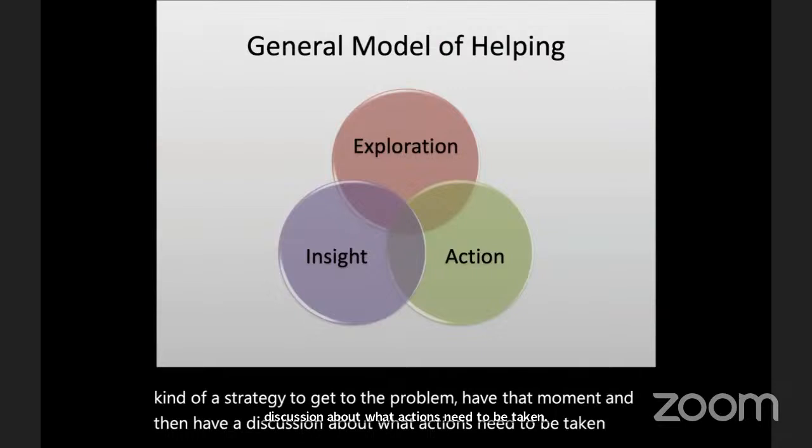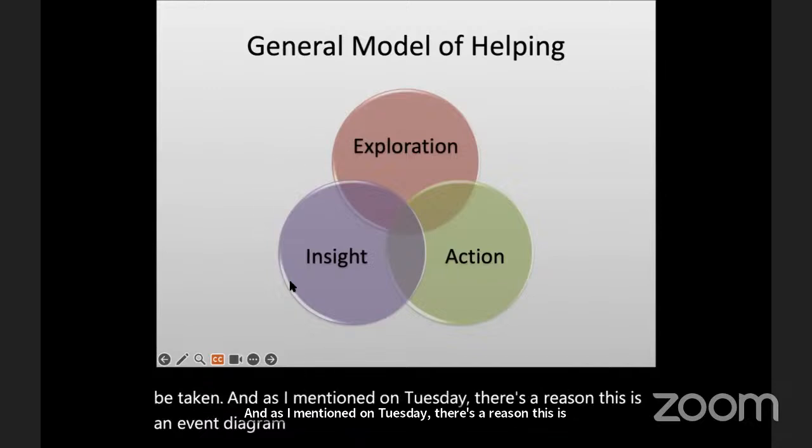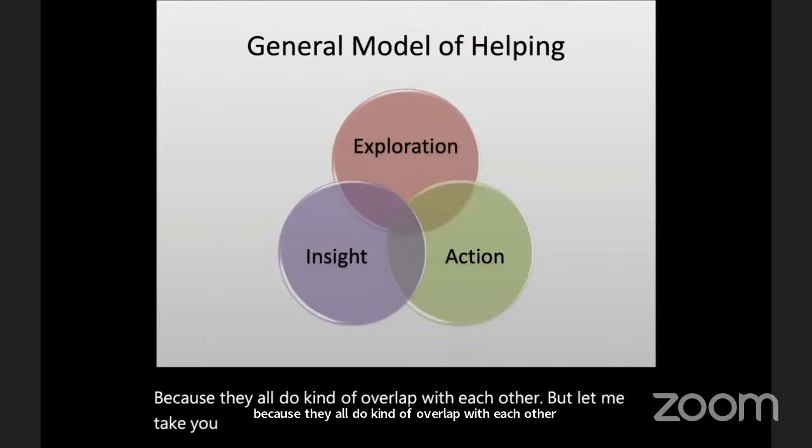And as I mentioned on Tuesday, there's a reason this is in a Venn diagram instead of a step one, step two, step three, because they all do kind of overlap with each other. But let me take you through each of these as they're explained.